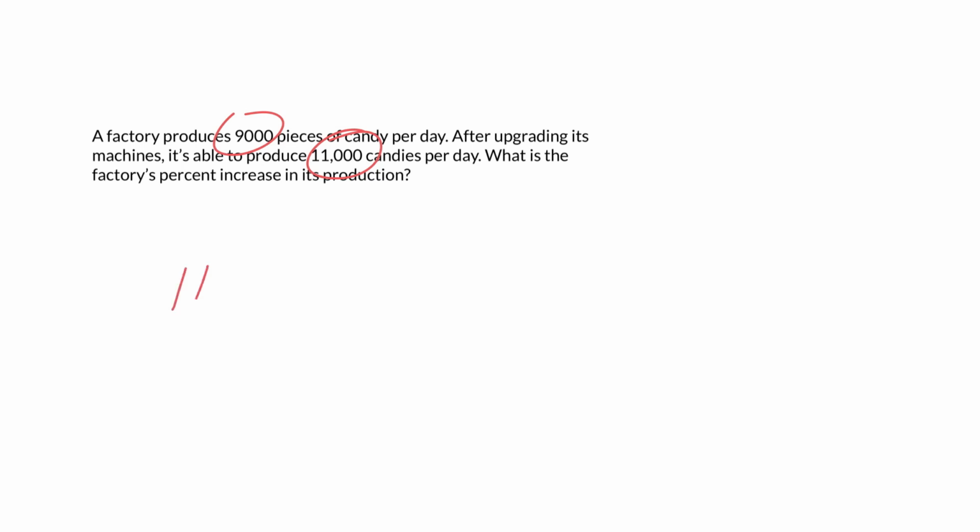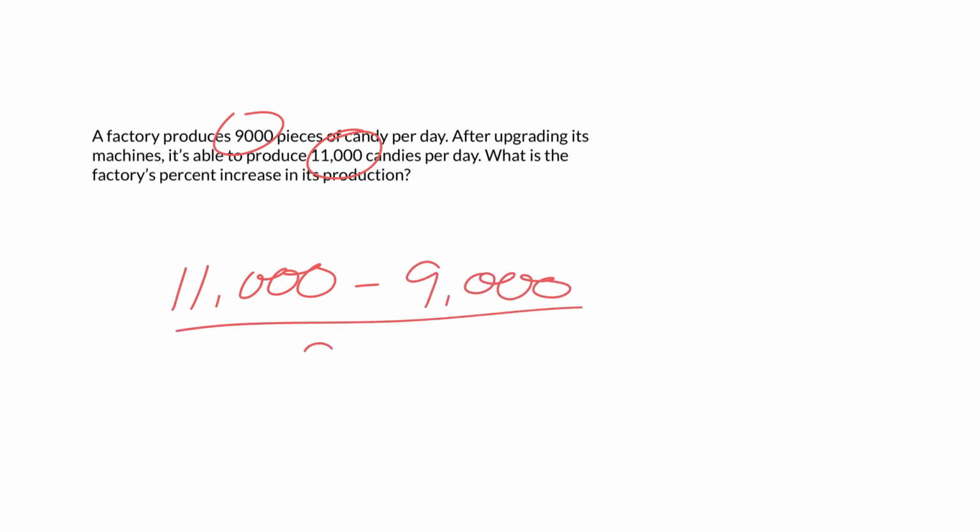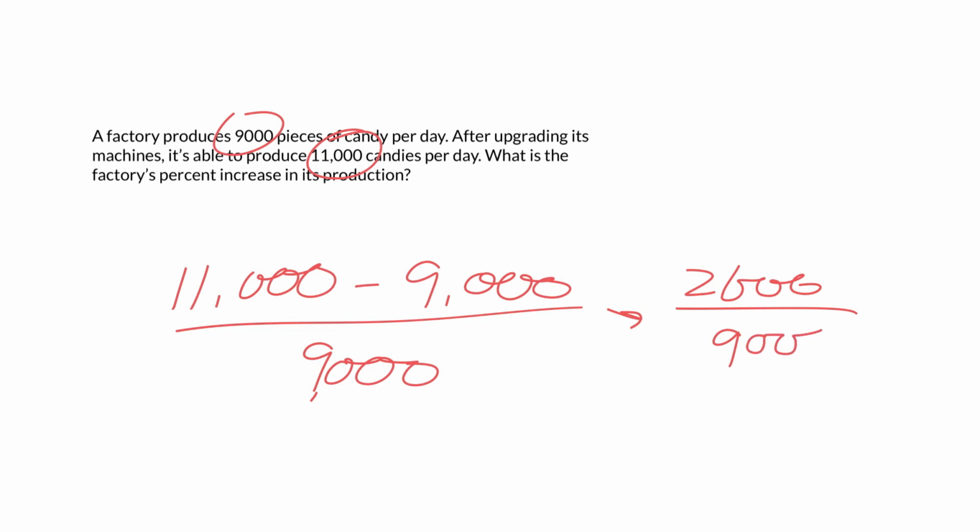So we ended up with 11,000. We're subtracting 9,000. And because we started with 9,000, we're going to divide by that same 9,000. So in this case, 11,000 minus 9,000, that gives us 2,000. And dividing by 9,000, that's the same as 2 divided by 9.